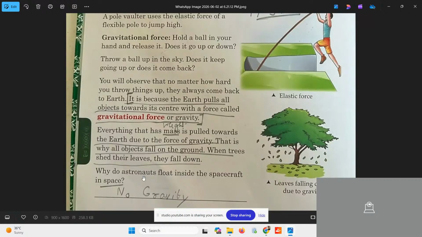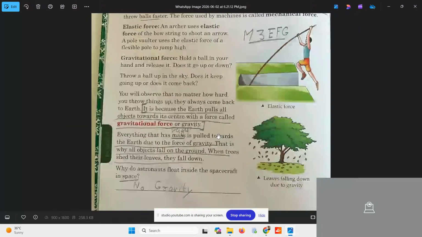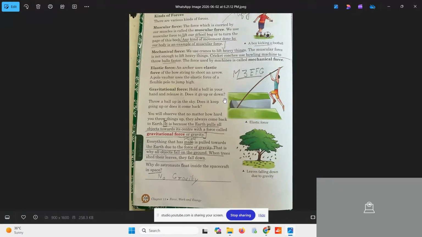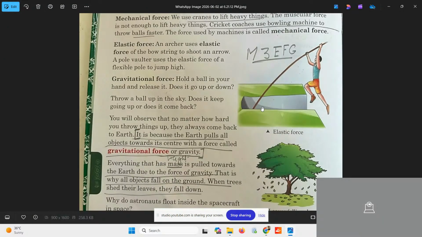Why do astronauts float inside the spacecraft in space? Because there is no gravity in the spacecraft in space. Okay, so these are the kinds of forces we have learned. The technique to remember is: muscular, mechanical, magnetic, elastic, frictional, and gravitational force. Okay, so let's go to the other types of forces.